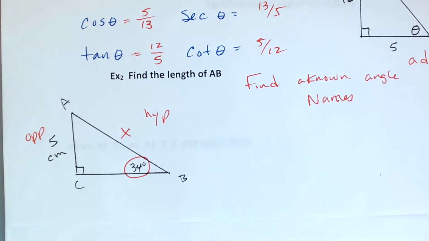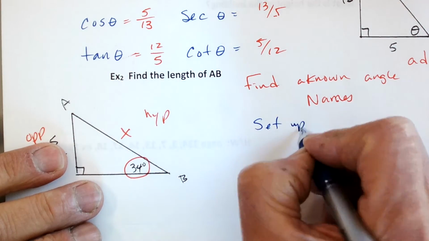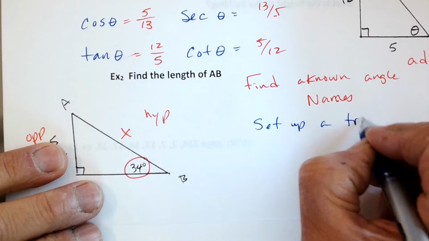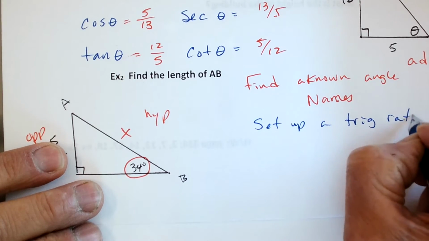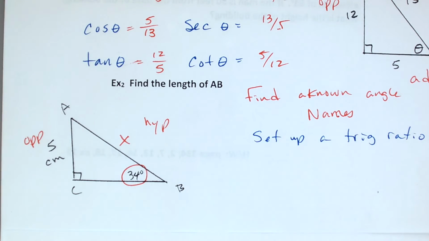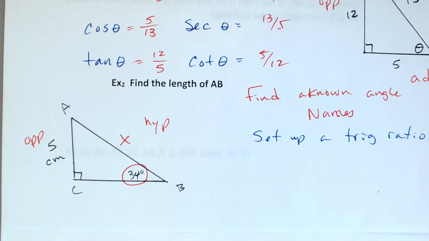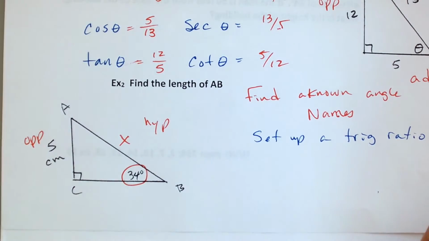So now I need to use the correct trig. Let's set up a trig ratio. Which one is it? Opposite hypotenuse. Luckily I have them up there. Which one does it have to be? Look up above or look at your notes. Sine, right? Good. Thank you for not saying sin. That's for church.